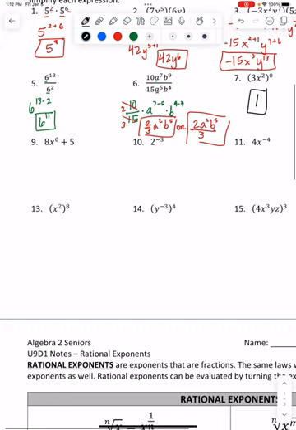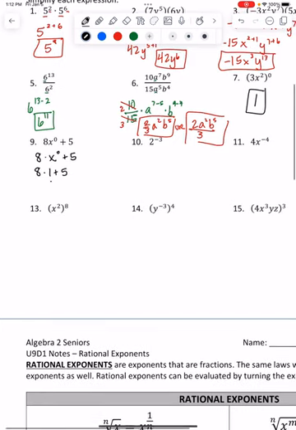Now, when we get into number 9, 8x to the 0 plus 5. In this case, the only thing being raised to the 0 power is the x. So x to the 0 is 1. So 8 times 1 is 8 plus 5 is 13. So you've got to be careful about what's actually being raised to the 0 power, all right?